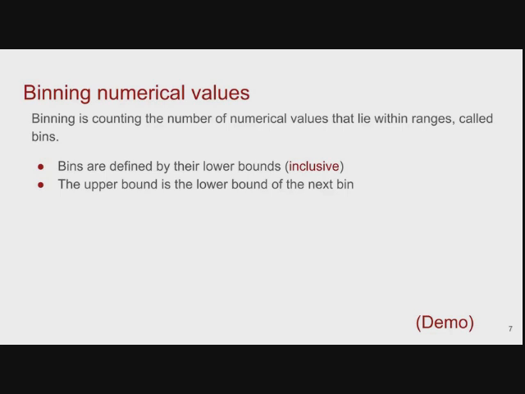So for example, I'm doing 10 to 20, okay, and then 20 to 30. Then my first bin is going to be called 10 because the lower bound, like I said, is inclusive and the bin is defined by its lower bound. So the first one is going to be labeled as 10, and the second one is going to be labeled as 20. And the upper bound of the first one is 20. It's going to be the lower bound of the next bin.